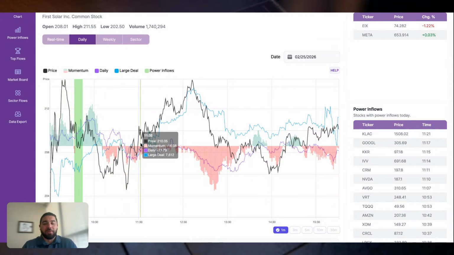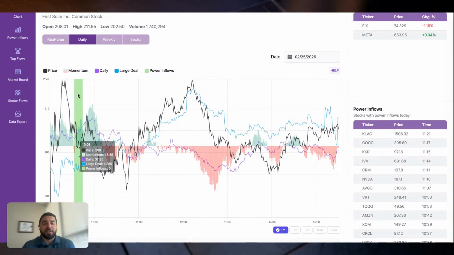And then you'll see this light blue line running with the price a little bit. That light blue line we call our large deal flow data. This is all the big money that's been coming in for First Solar on the day. These are orders that are $100,000 or more in value. These are typically your institutional buying or selling, mutual funds, hedge funds, those types of orders.